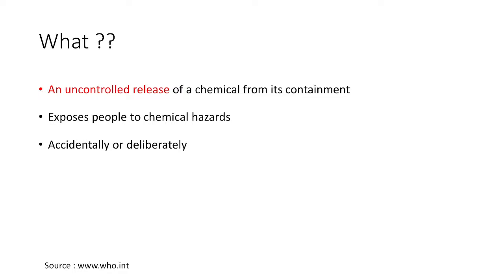So what is a chemical disaster? It is nothing but uncontrolled release of chemicals from their containment. So if there is an industry where you have a containment where the poisonous gases and poisonous chemicals are stored, but somehow there is a leak or an explosion in that containment which releases these chemicals, this causes a chemical hazard to the people. I have already enumerated a lot of examples where it can be deliberate, it can be accidental.